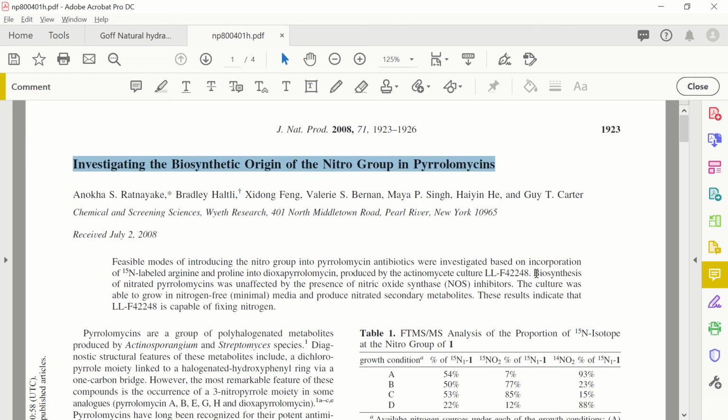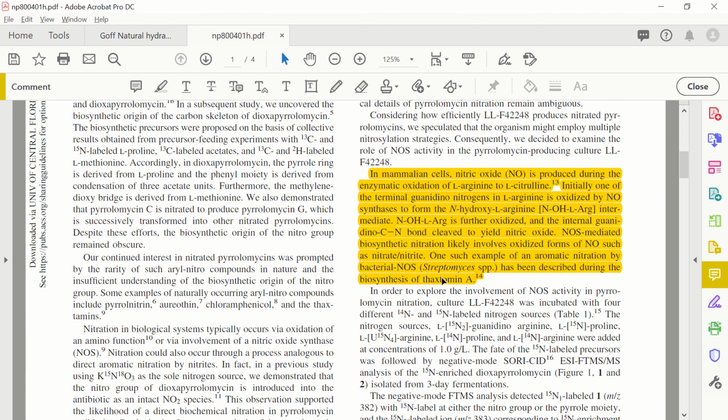But I noticed in the abstract, which is at the top of the paper here, it said biosynthesis of nitrated pyrrolomycins was unaffected by the presence of nitric oxide synthase inhibitors. It wasn't very clear, however, from the abstract why this was tested. It just gave the result. And so I had to look deeper into the paper to figure out why there's a link between nitric oxide synthase and these compounds called pyrrolomycins.